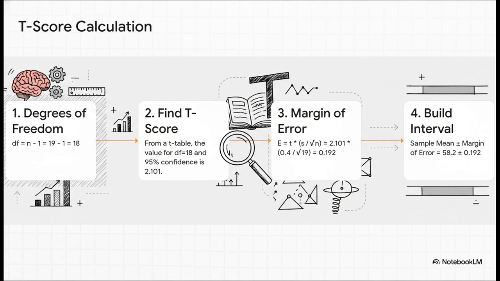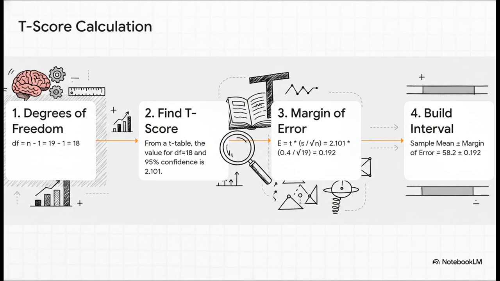Now, the process is pretty much the same, but there's one tiny extra step. Because our sample is so small, there's a bit more uncertainty, right? We have less information to go on. To account for that, we calculate something called degrees of freedom. It sounds fancy, but it's just your sample size minus 1. That's it. It's just a little adjustment for that extra risk. So for us, 19 minus 1 is 18. We use that number 18 to find our critical value on a t-table, which turns out to be 2.101.